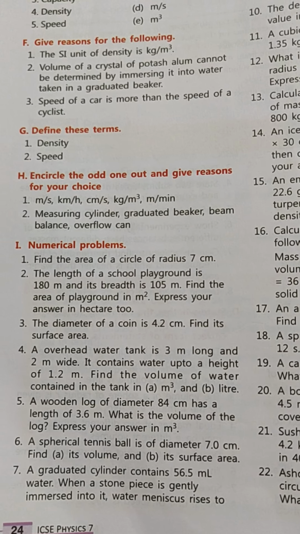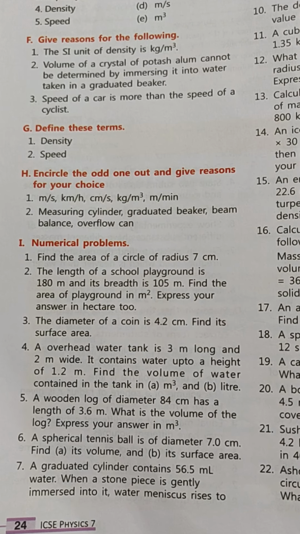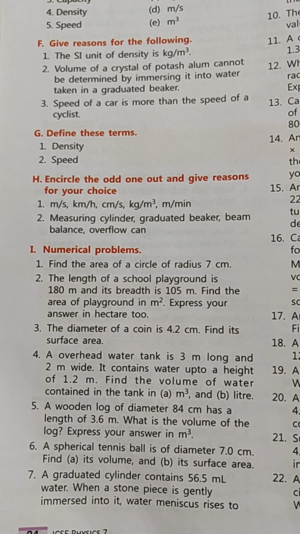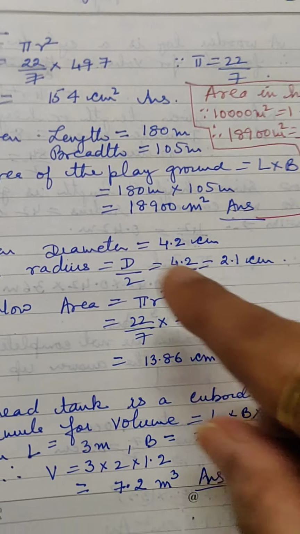Next we take numericals. First numerical: find the area of a circle of radius 7 cm. Now here is the solution.